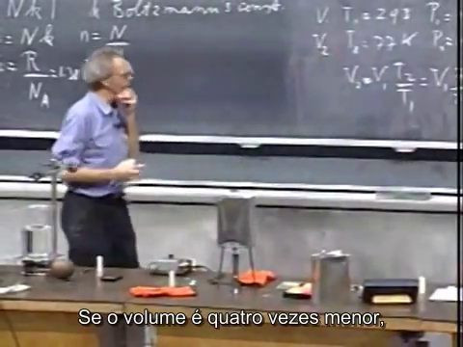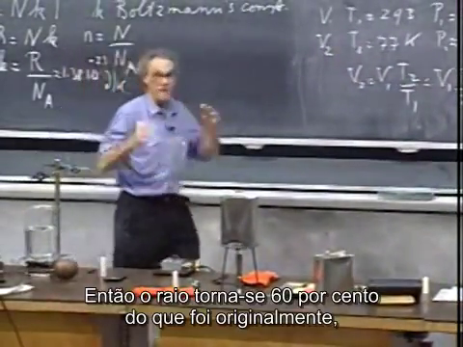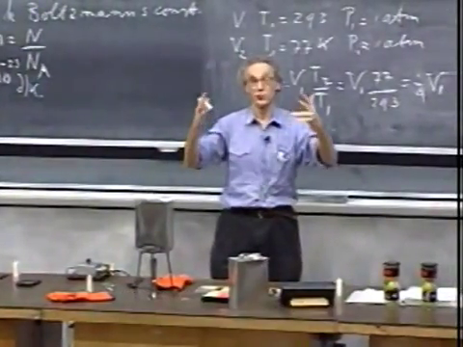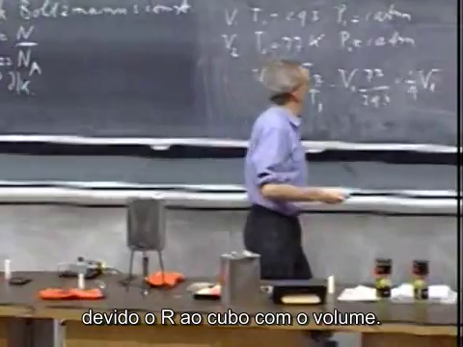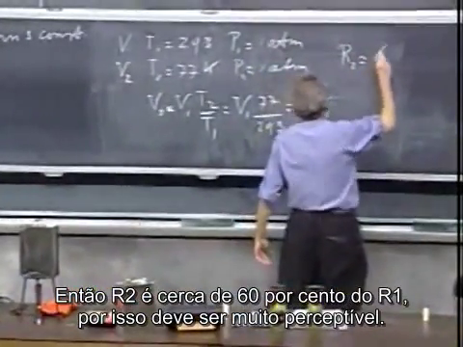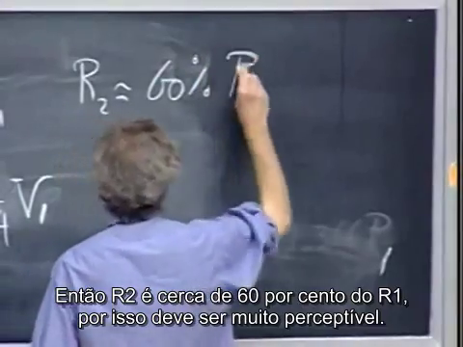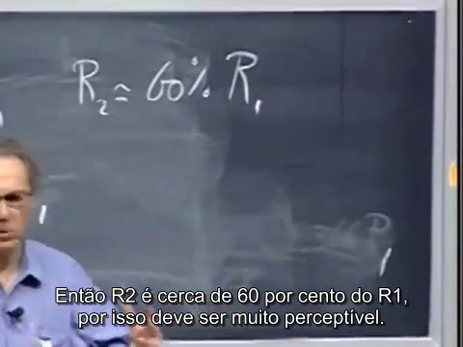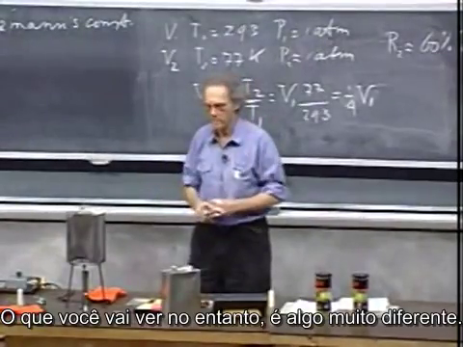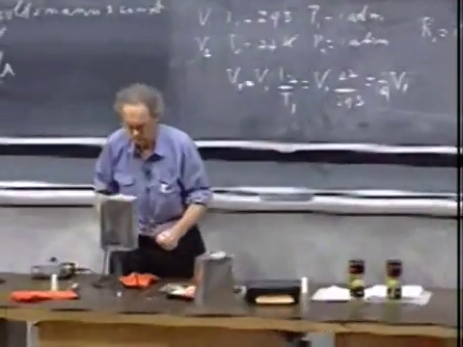So the volume becomes 4 times less. If the volume is 4 times less, then the radius becomes 60% of what it originally was, because R cubed goes with the volume. So R2 is about 60% of R1. So that should be very noticeable. A balloon this big should become this big. What you will see, however, is something very different.